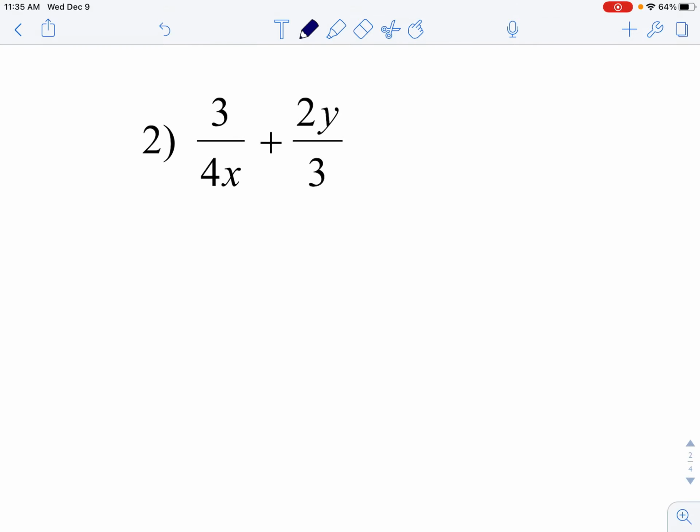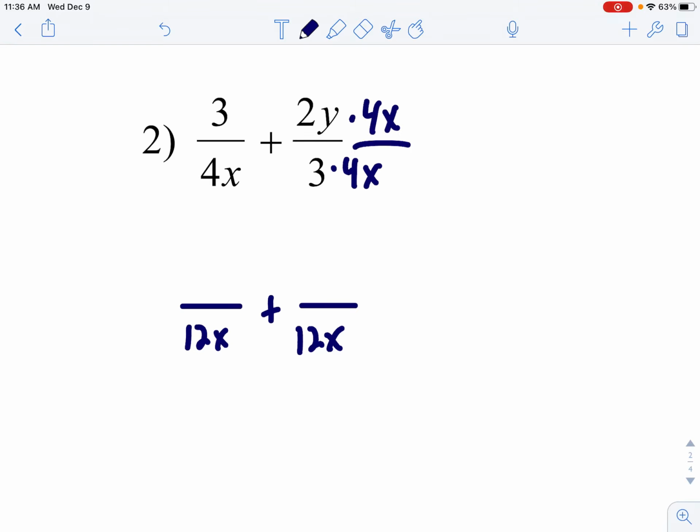Something that 4x and 3 both divide into. You should be thinking at this point 12x. We want to turn both of these denominators into a 12x. Why? Because 3 and 4 both divide into 12, and of course x divides into x. So what would you have to multiply this? Well, this one would have to be times 4x over 4x, and this one, if I can fit it in there, would have to be times 3 over 3.